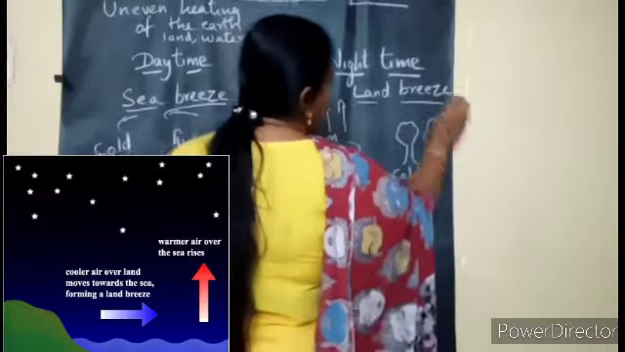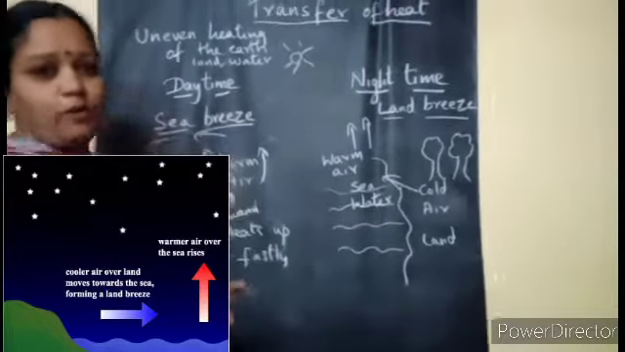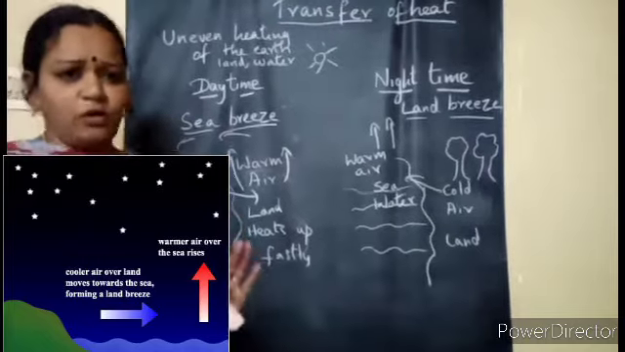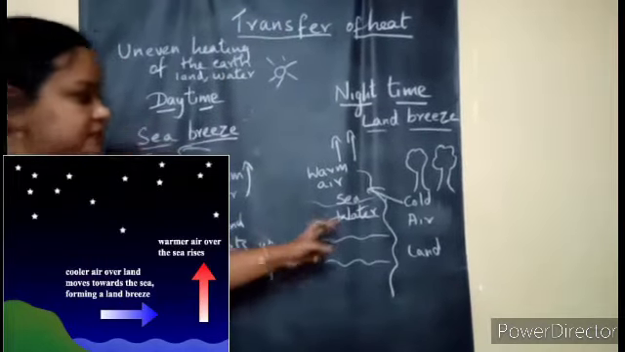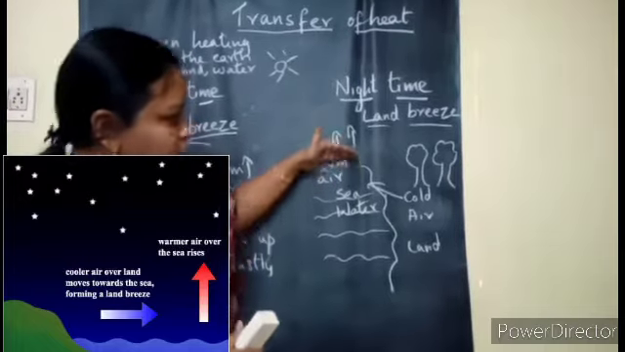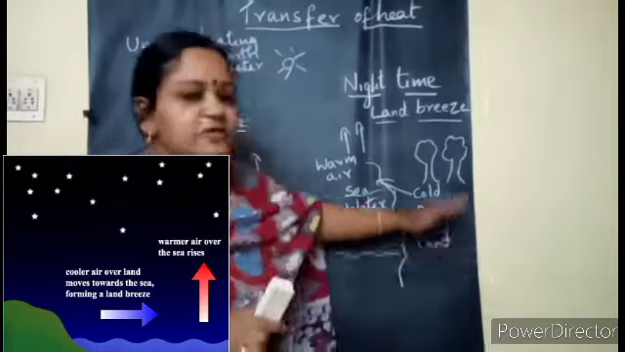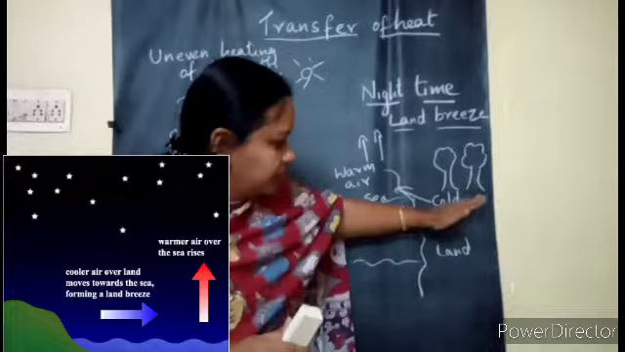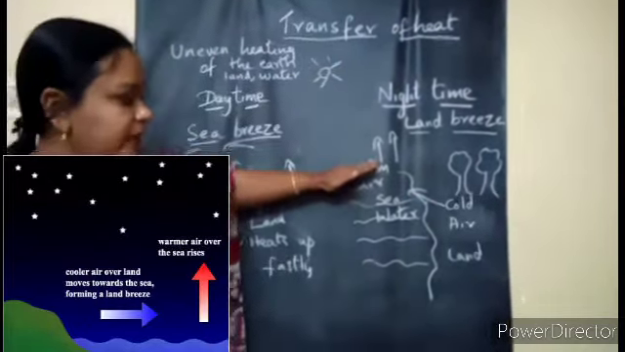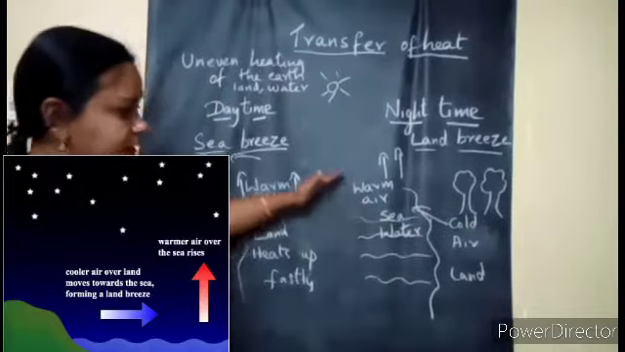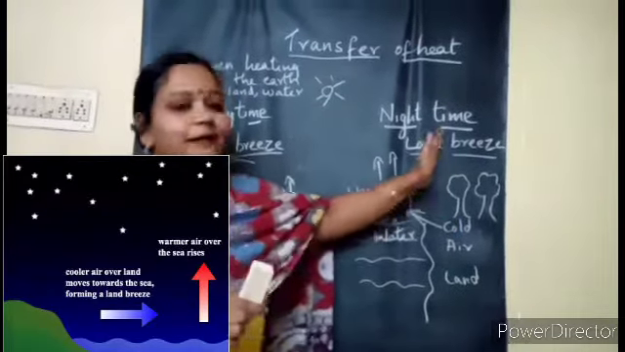So during night time, what happens? The water is still warm. Water will be still warmer, and because of that, the air above the sea will be warmer, and that warm air will rise up. The land will be still cold. So above the land, the air is cold. So that cold air will come and occupy here. From the land to the sea, this is called the land breeze.